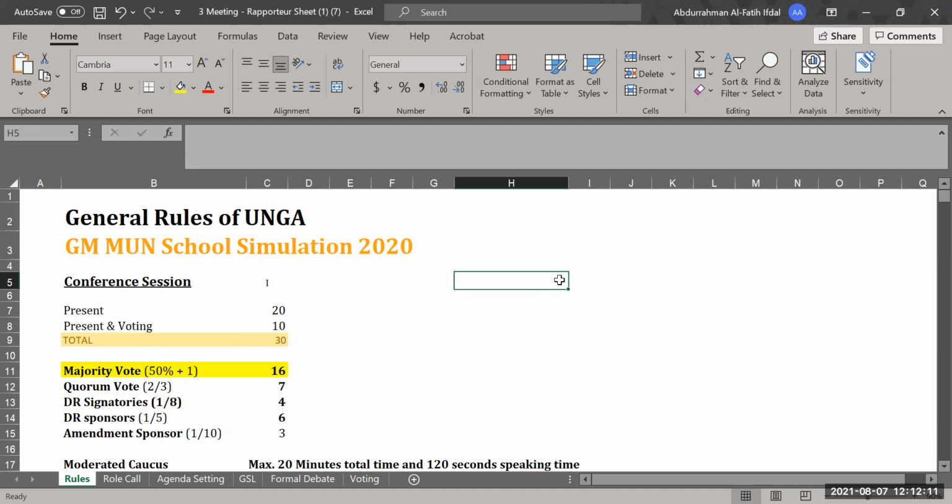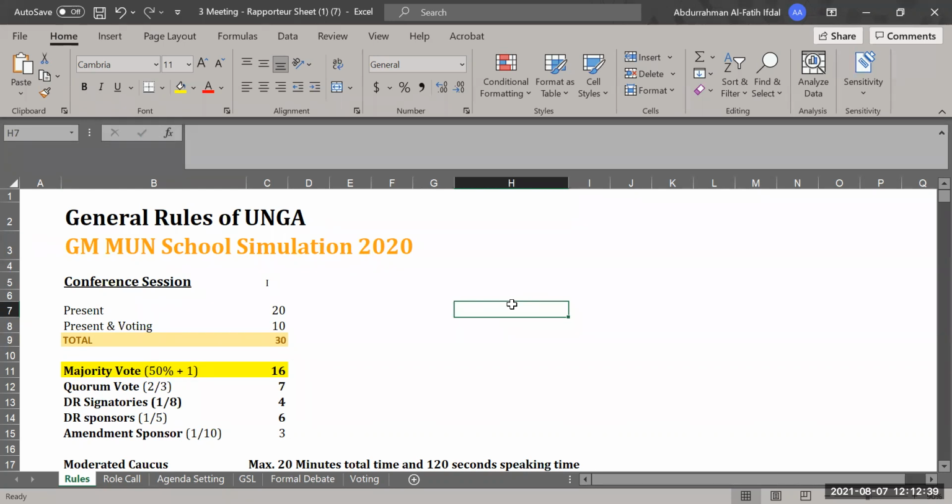So basically it means we have to calculate from the total number, which is 30, just this one. Divide it by two, and then add one. In this case, 30 divided by 2 gives 15, and 15 plus 1 is 16. The same goes for any kind of total number.